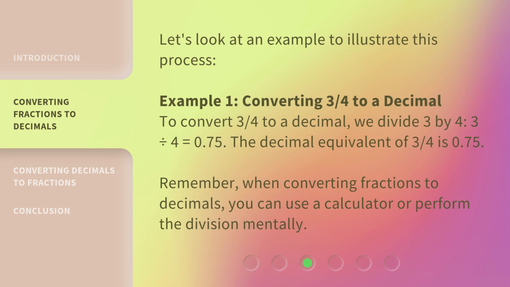Let's look at an example to illustrate this process. Example 1. Converting 3/4 to a decimal. To convert 3/4 to a decimal, we divide 3 by 4. 3 divided by 4 equals 0.75. The decimal equivalent of 3/4 is 0.75. Remember, when converting fractions to decimals, you can use a calculator or perform the division mentally.